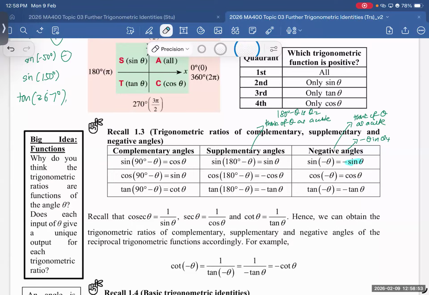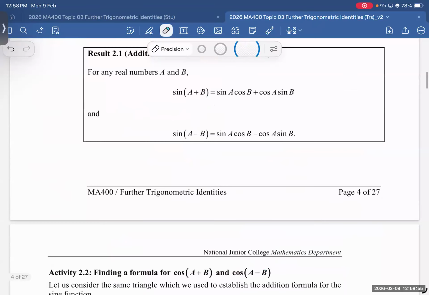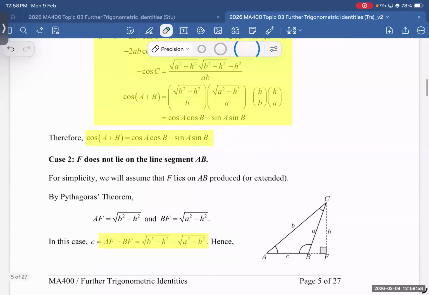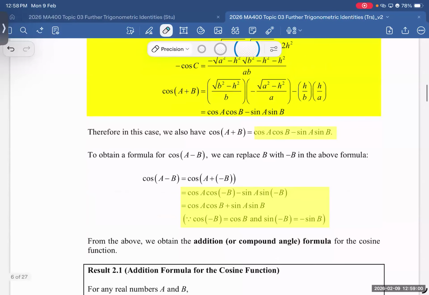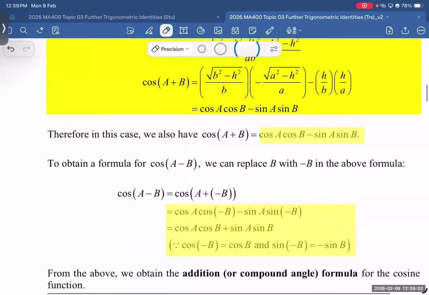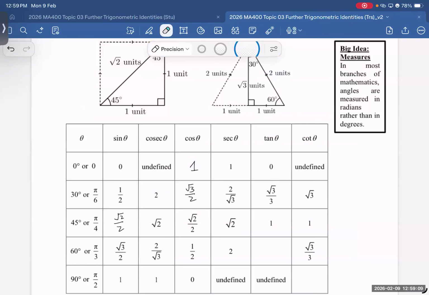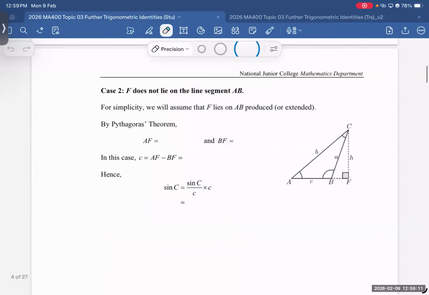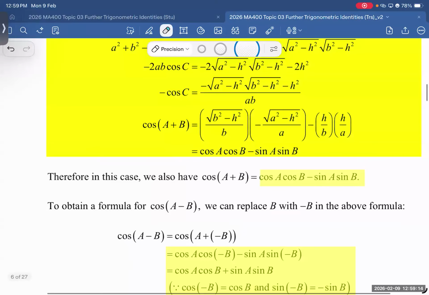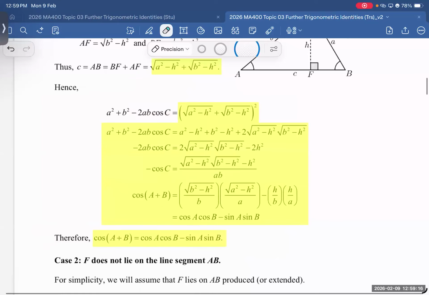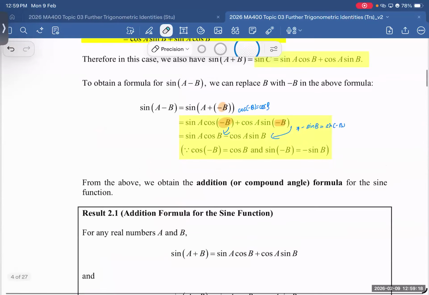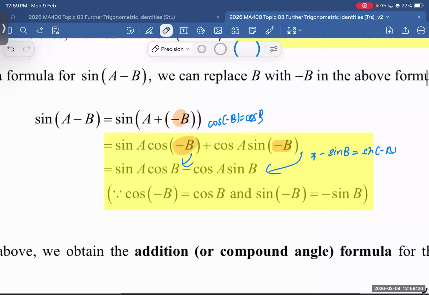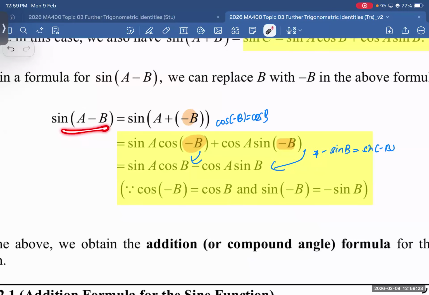Okay, now, next one. So that's why from here to here, you can see it's cos B, sin negative. With this, I'm showing you the formula for sin A minus B. Okay, that's why sin A minus B is the same as sin A cos B minus cos A sin B.